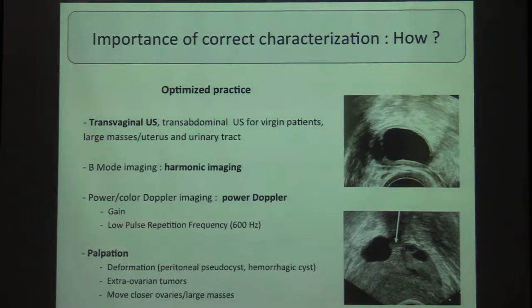Then we have to use our free hand to gently push the transducer towards the structure we want to analyze, looking for a deformation that makes the diagnosis of a peritoneal pseudocyst, or for internal movements as seen in hemorrhagic cysts. Then we can make the diagnosis of extra-ovarian tumors when we can separate the cyst from the ipsilateral ovary, and finally to move closer ovaries or large masses.